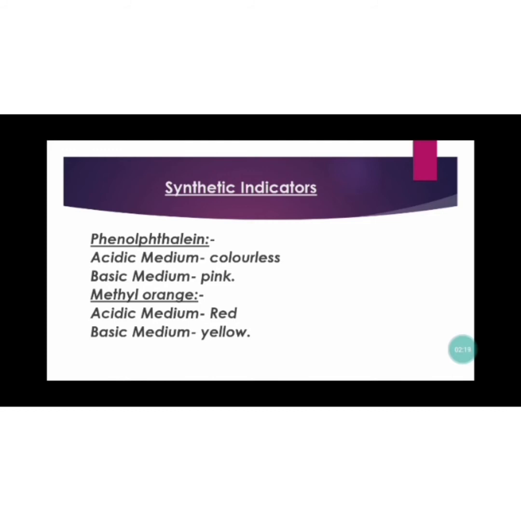So the first one is phenolphthalein. Its color in acidic medium is colorless. It is a colorless substance, and when we add some acidic substance to phenolphthalein indicator, its color remains colorless. But when we add phenolphthalein indicator to any basic medium, basic substance, then its color changes to pink.